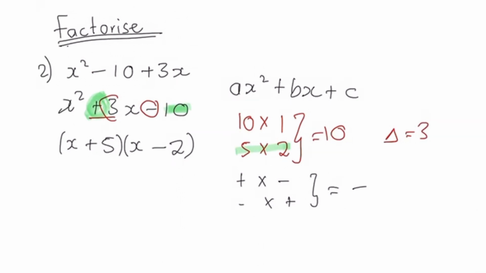Now if you want to check it, you can just say plus 5 minus 2, that will be plus 3. That is fine. That's how you check it. And plus 5 multiplied by minus 2 is indeed minus 10. That's how you check it. And after you have reached this step, you are done. You have solved the problem.